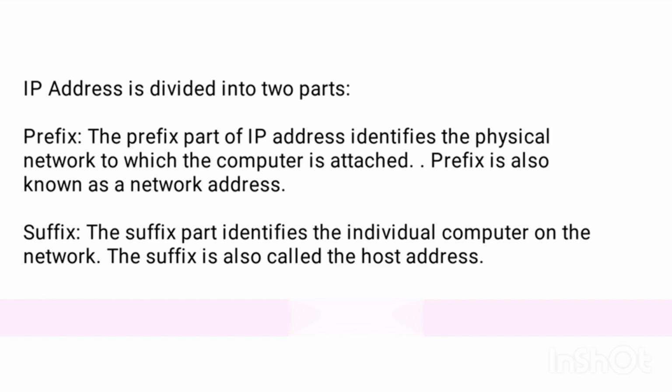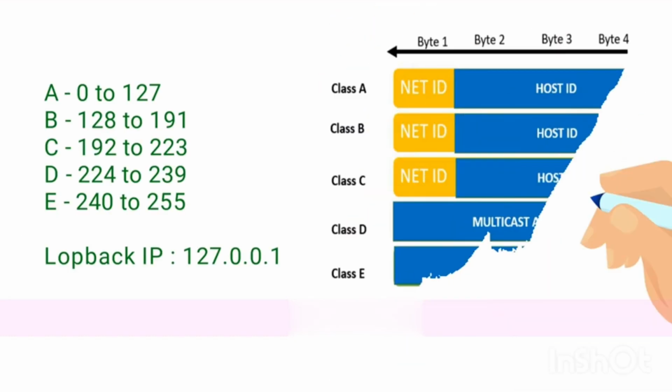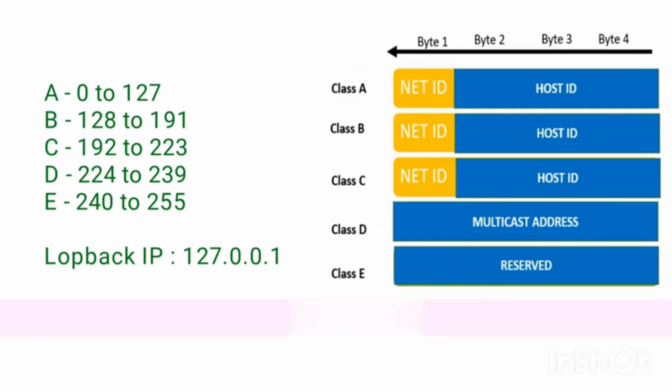The 32-bit IP address is divided into 5 classes. These are class A, B, C, D, and E. Each of these classes has a valid range of IP addresses. Classes D and E are reserved for multicast and experimental purposes, respectively. The order of bits in the first octet determines the class of the IP address.